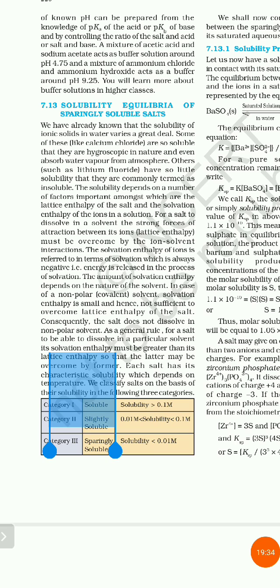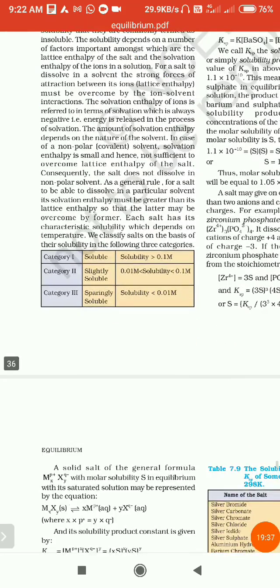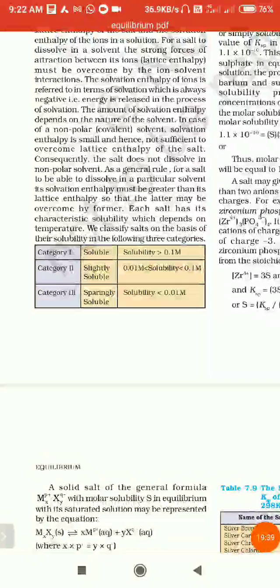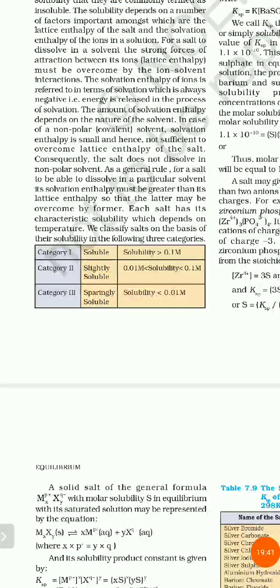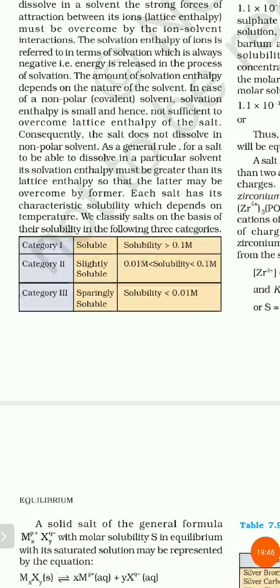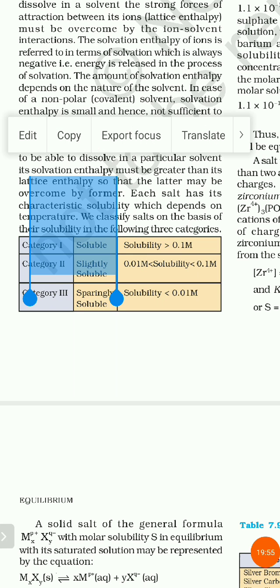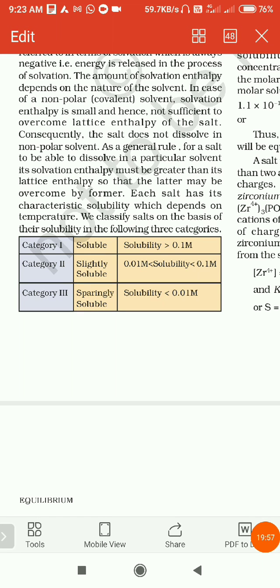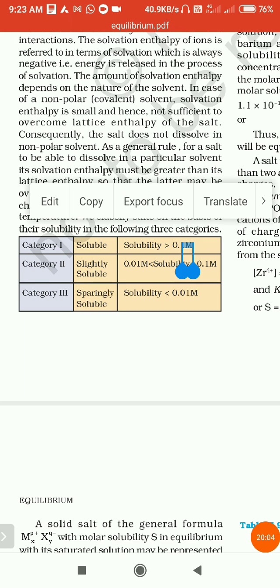So generally, which salts are easily soluble? There are three categories of solubility given for salts. Category 1: the first category of salts is soluble when their solubility is greater than 0.1 molarity. M is nothing but molarity.